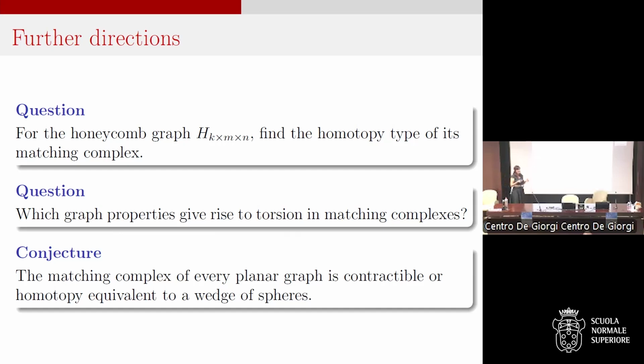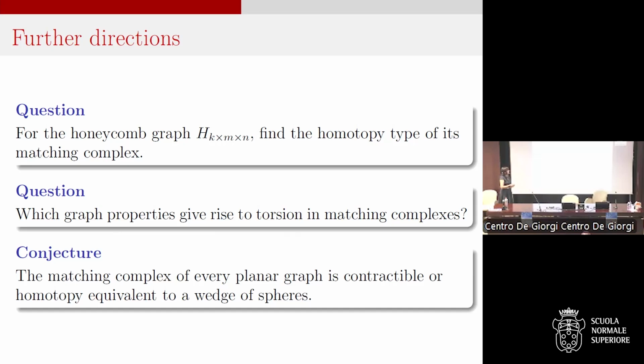Which graph properties give torsion in the matching complex? What is the thing that you have in your graph that induces that torsion? Because we see that these nice and simple things definitely don't have torsion. But for example, K7, its matching complex has torsion. Or for example, I think it's K5,5. Its matching complex also has torsion. So there is something about the graph that induces torsion in the matching complex. And we were free to make this conjecture because we don't see any planar graph which has torsion. We believe that the matching complex of every planar graph is contractible or homotopy equivalent to a wedge of spheres. So if you prove or disprove it, let me know.